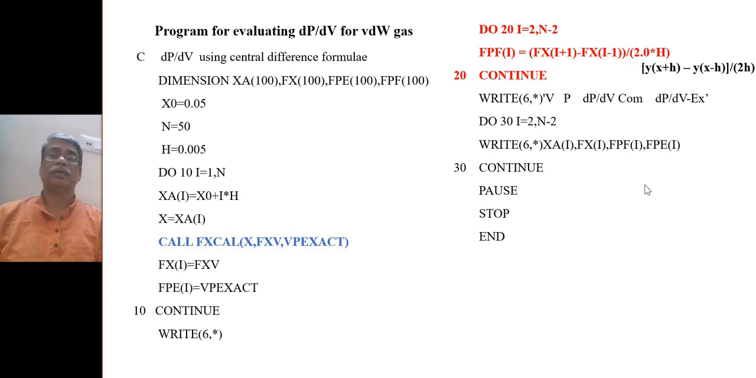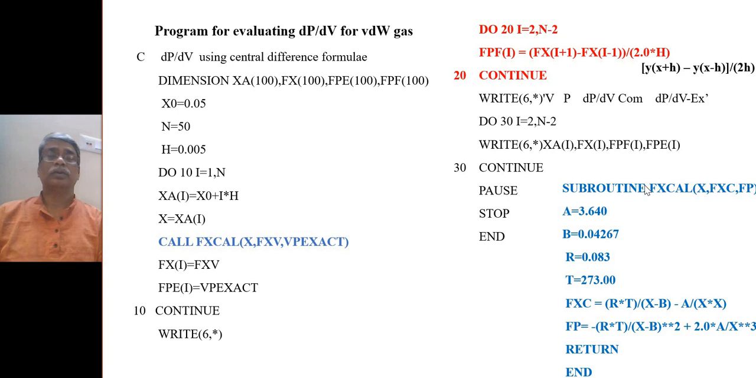So that would be visible from the output file. So now how exactly do we evaluate all those required things in the subroutine? Its name, as I mentioned, is fxcal. I'm calling it in the main, and this is the subroutine which uses all the parameters a, b, r, t, all given for a given problem.